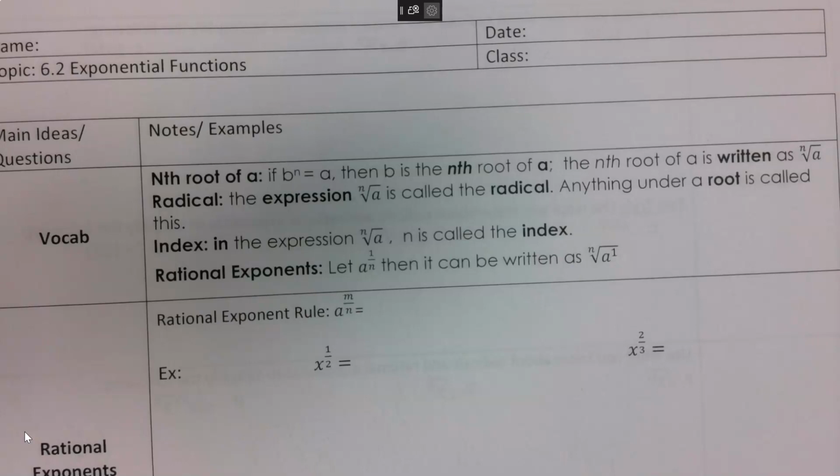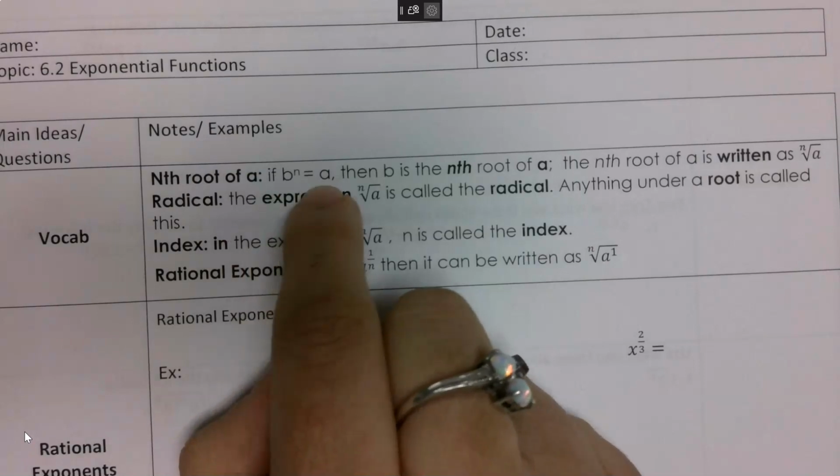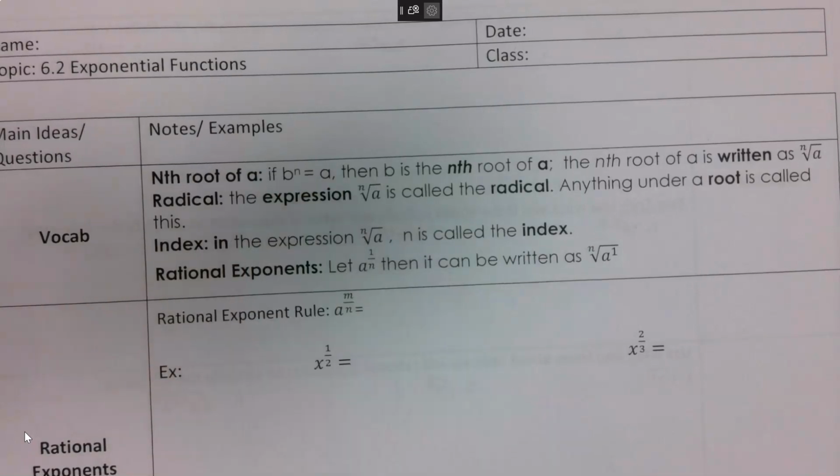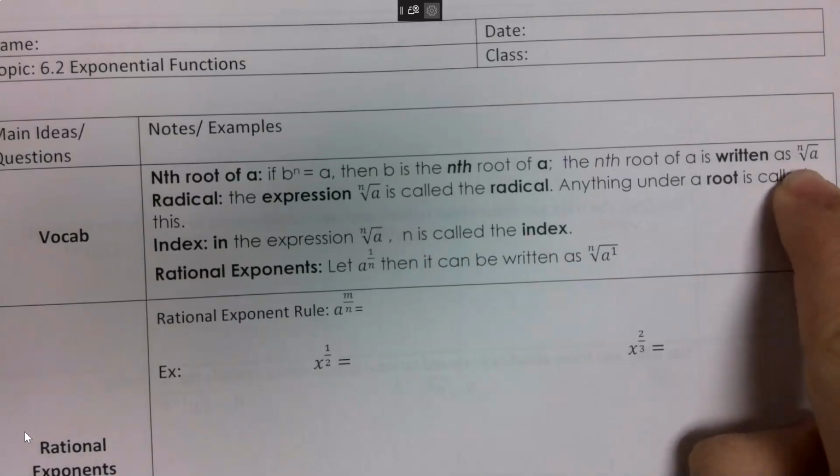Okay, so today we're going to talk about nth roots of a. So if I have an expression b to the n power equals a, then b is the nth root of a. The nth root of a is written as this little tiny n, and then what looks like the van symbol and the letter a.